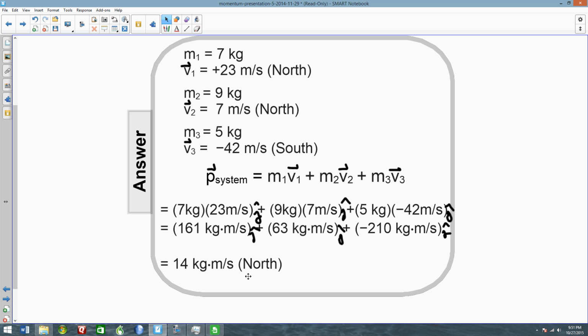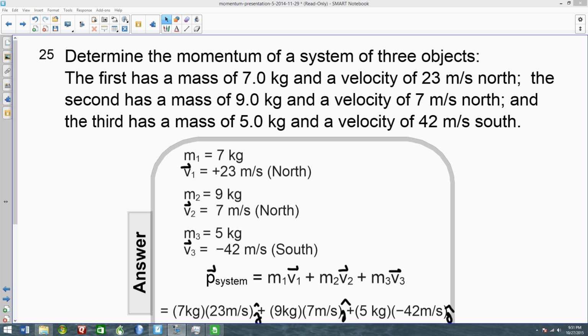Notice here that they do give a direction, it's north, and as long as you're writing a direction in words or using your unit vectors, this is correct. In the next video, we'll talk about conservation of momentum.